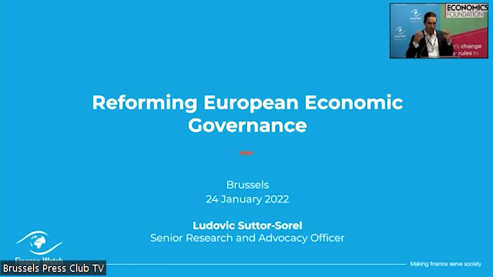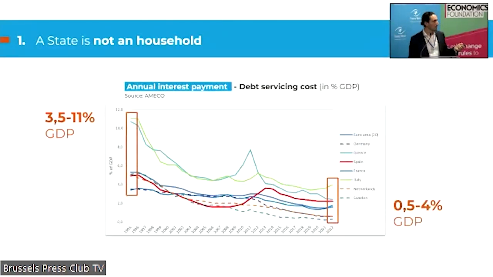These two indicators that go beyond debt to GDP allow you to have a different picture of the question of debt sustainability in Europe. Here you can see on this slide the annual interest payments, what we call debt servicing costs, in the EU. As you can see, in the 1990s, all the main countries of the EU area were between 3.5 and 11% of GDP. Nowadays, they're somewhere between 0.5 and 4%. So this is the cost of rolling over your stock of debt, to make it simple.